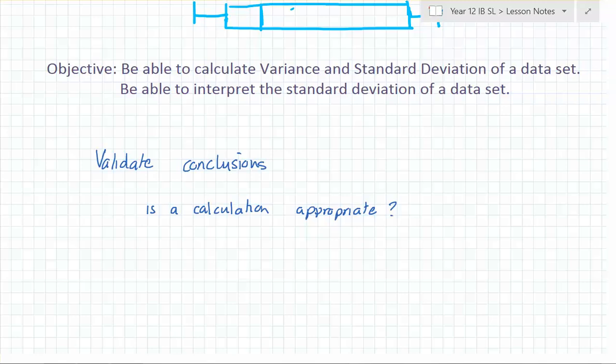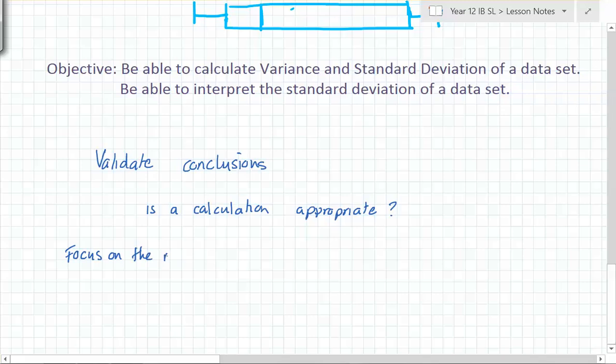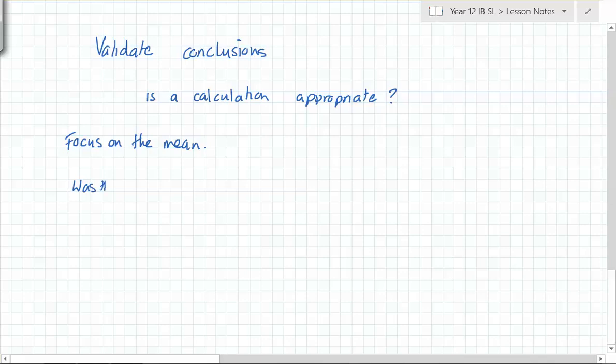Right. Now, talk standard deviation. When we calculate a mean, because the focus for the standard deviation is the mean. Okay? So we're focusing on the mean, and we are asking ourselves, is the mean an appropriate summary of my data set? Okay? That's what I'm asking myself.